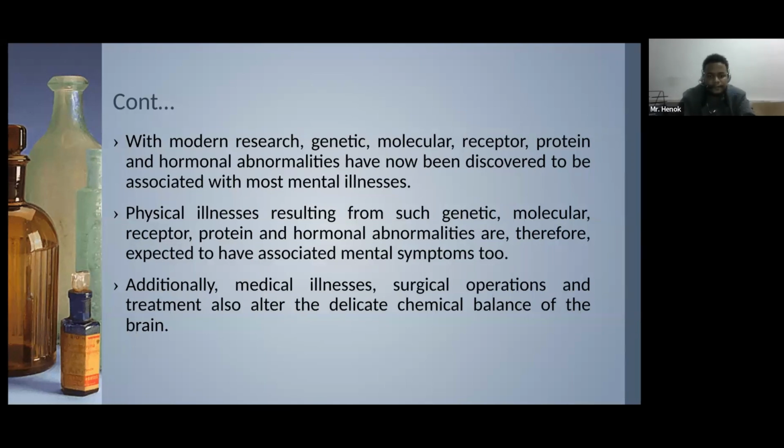The same is true for physical illnesses. Physical illnesses that result from genetic, molecular, or biologic bases are therefore expected to have associated mental symptoms. Additionally, medical illnesses, surgical operations, and treatments can also alter the delicate chemical balance of the brain.